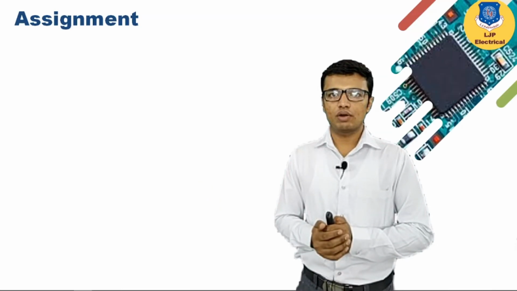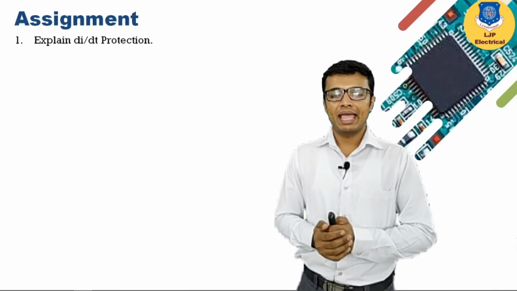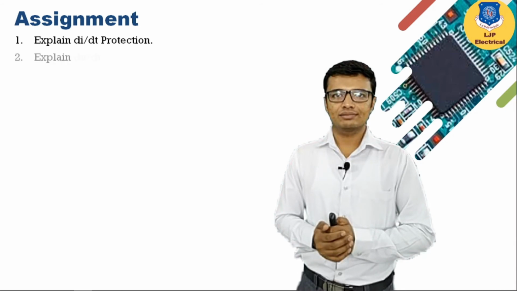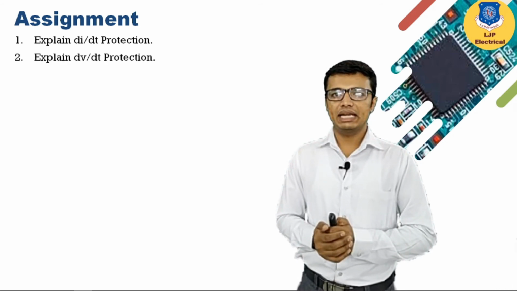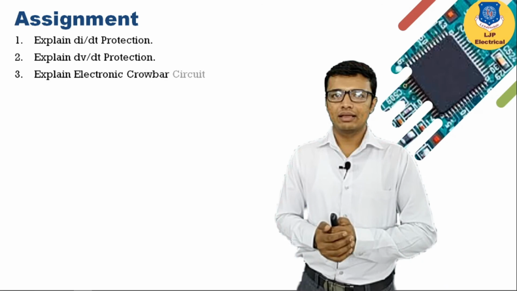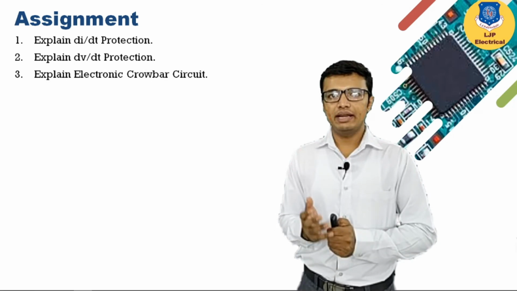Let's see the questions for assignment. The first question is explain di/dt protection. Second is explain dv/dt protection, and the last is explain the electronic crowbar circuit.